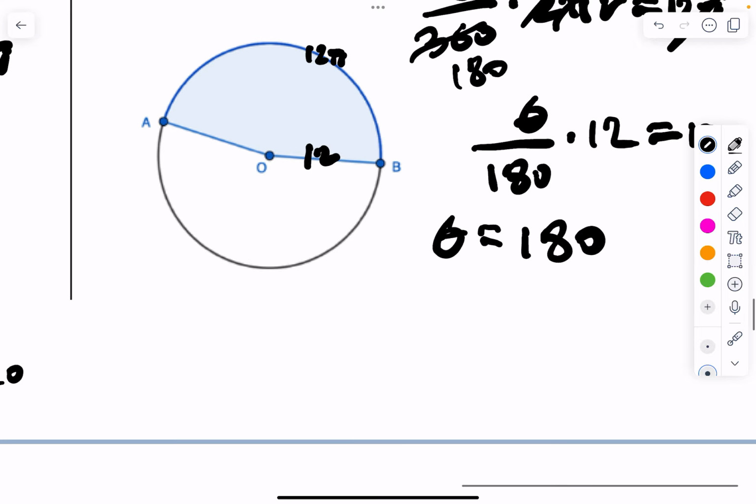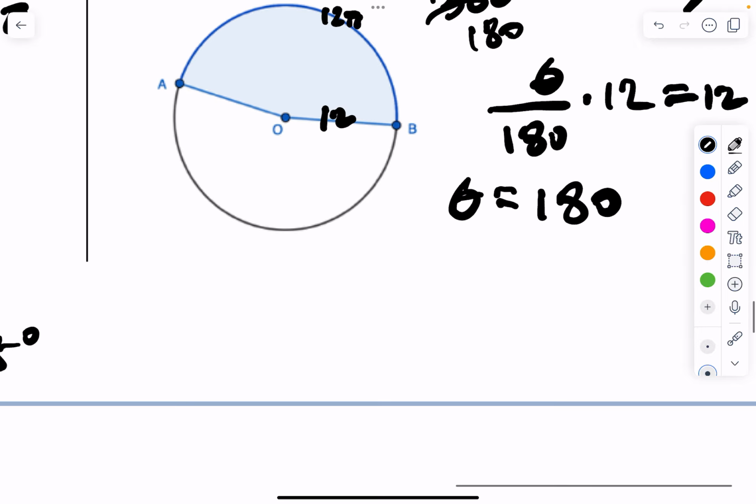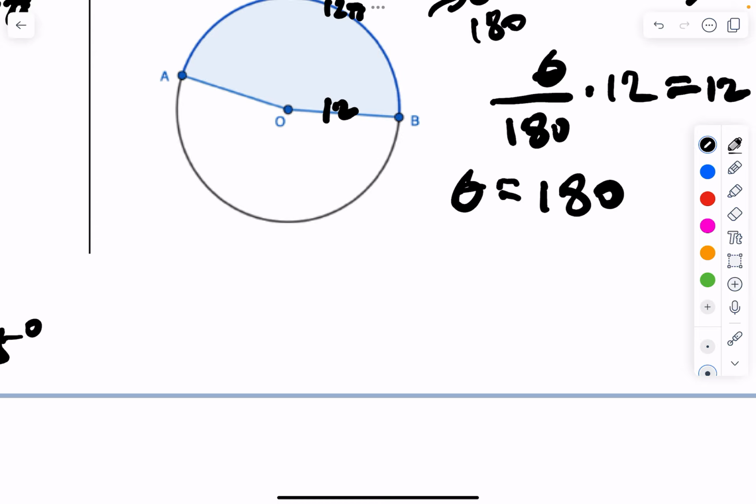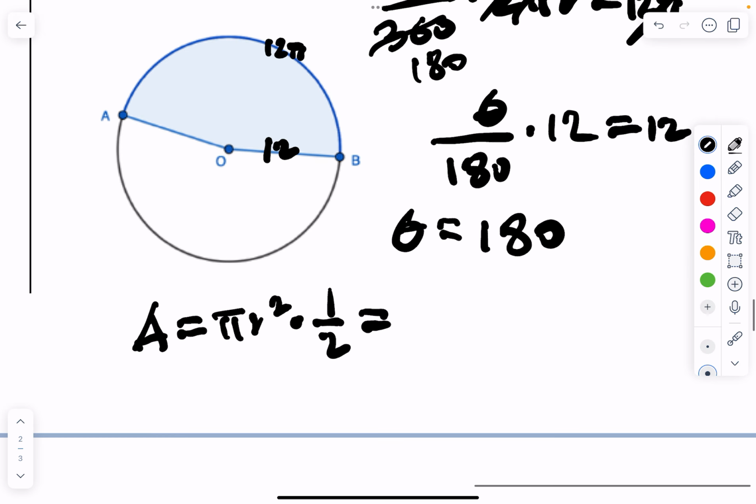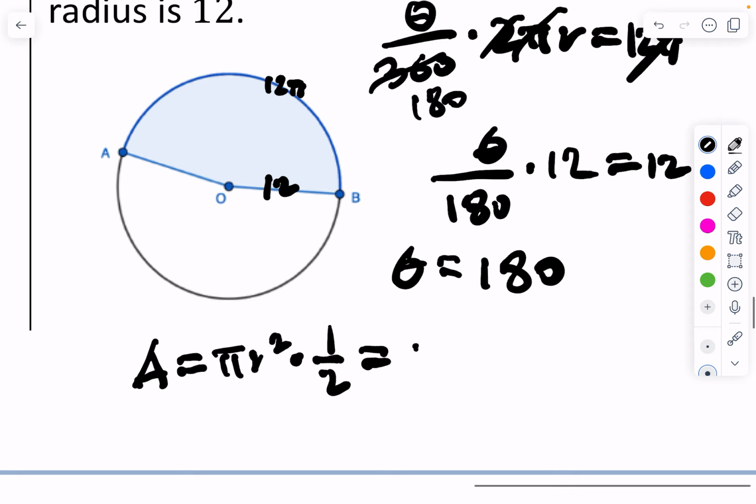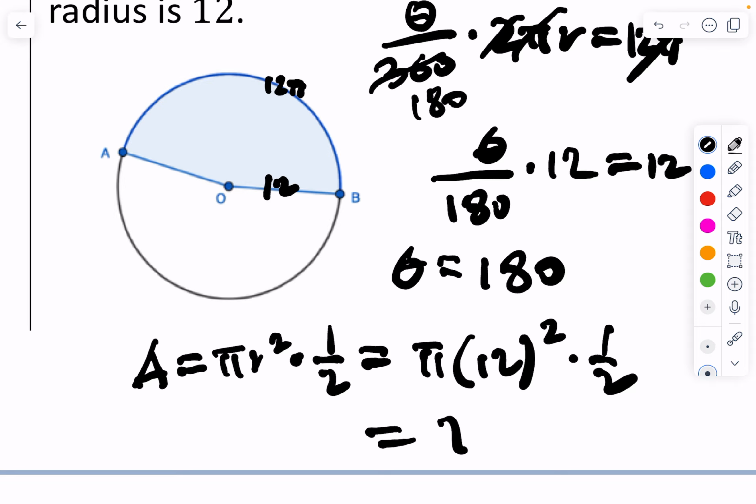All right, and then what do we do? If theta is 180, we can simply find the area of the sector by pi r squared times 1/2, because 180 degrees is just a semicircle, so we multiply by 1/2. And then we get that this is equal to 72 pi.